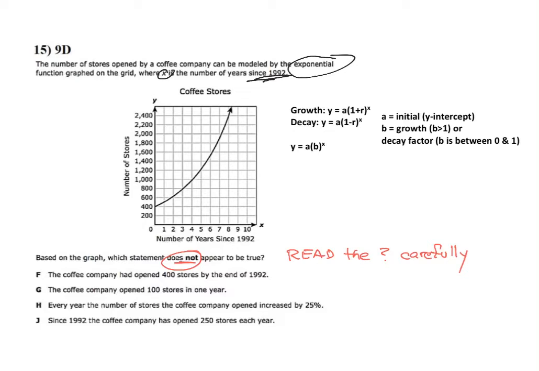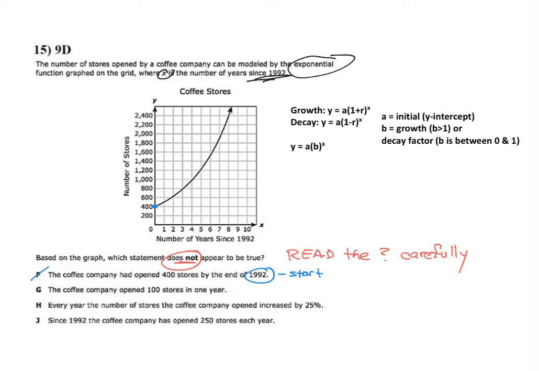The coffee company had 400 stores by the end of 1992. So the way they worded it, it says by the end, but we know that 1992 is our starting place. This is our starting place. So at the beginning of the graph here, we should be at 400, and we are. So that's true. So since that is true, we're going to mark that off.